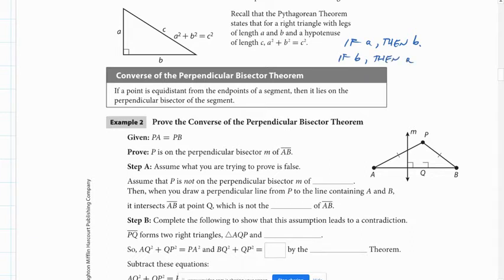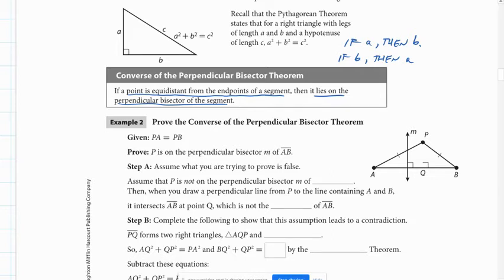then A. So in the perpendicular bisector theorem, we said if we pick a point on the perpendicular bisector, then it will be equidistant from the endpoints. This is saying the opposite. This is saying that if a point is equidistant from the endpoints, then it lies on the perpendicular bisector. So it's the same statement as we saw in the perpendicular bisector theorem, except the hypothesis and the conclusion switch places. So that's what it means to be a converse.